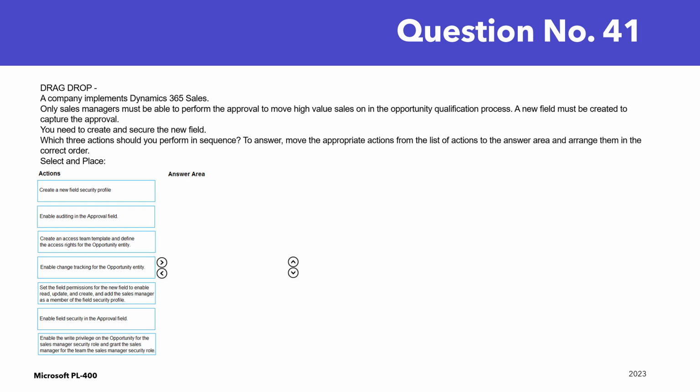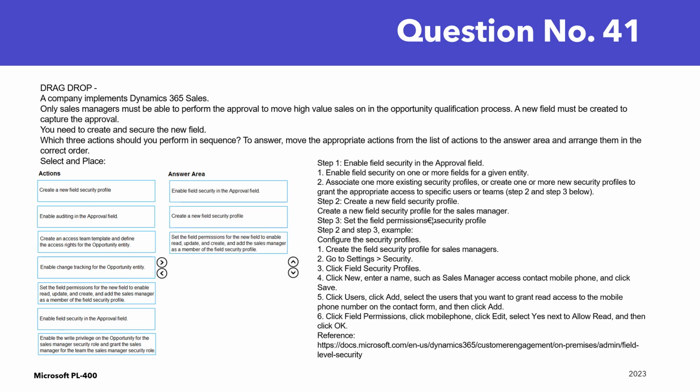To answer, move the appropriate actions from the list of actions to the answer area and arrange them in the correct order. Actions: Enable field security in the approval field. Create a new field security profile. Set the field permissions for the new field to enable read, update, and create, and add the sales manager as a member of the field security profile.